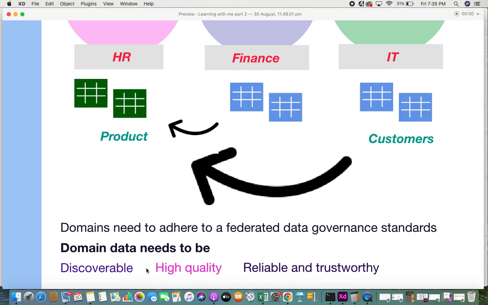Discoverable in the sense it needs to be available to other domains so that they can consume that data. The data quality needs to be high. If it's going to be of low quality, there's not going to be any value in domains consuming that data. Also, the data needs to be reliable and trustworthy. Okay, if it's not trustworthy, again, no value. You cannot make any decisions or recommendations on that data. So these are certain characteristics that data needs to adhere to.